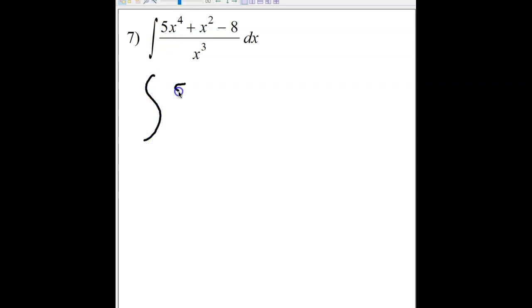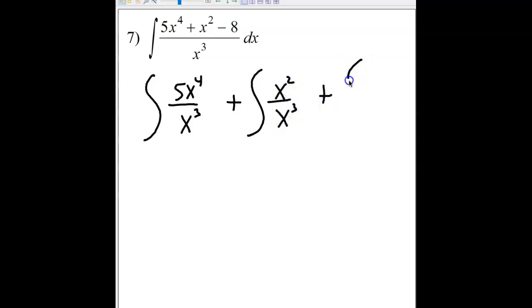So I'm going to take the first numerator term and put it over the denominator, plus, and then I'm going to make a new integral. The next numerator term over the denominator, plus, and another integral, -8 over the denominator. That's what we call splitting the numerator. So anytime the power in the top is greater than the power in the bottom, and there's multiple terms in the top, that's an option to consider.